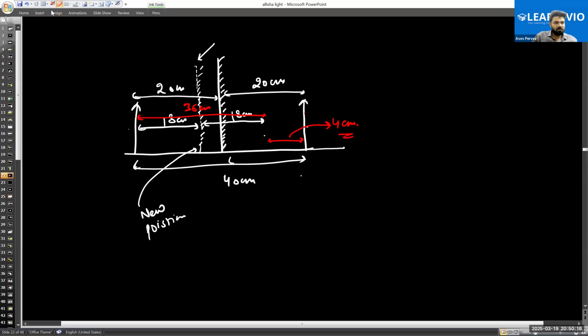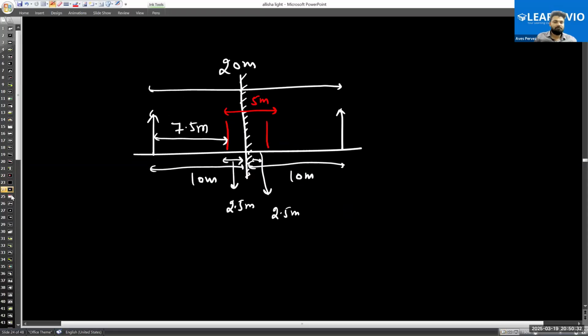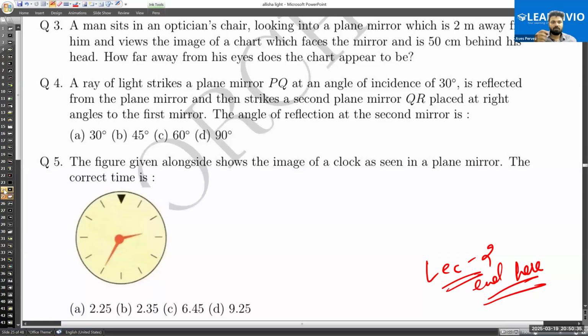Done. Okay. So without any help, you have to answer me this one. Okay. What's the answer for question number 5?